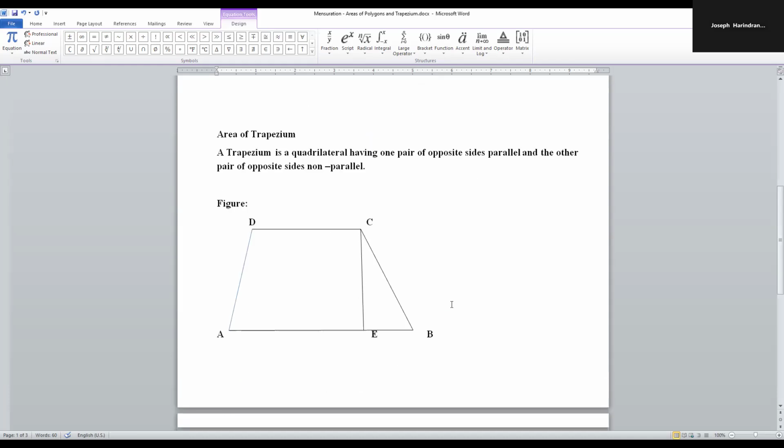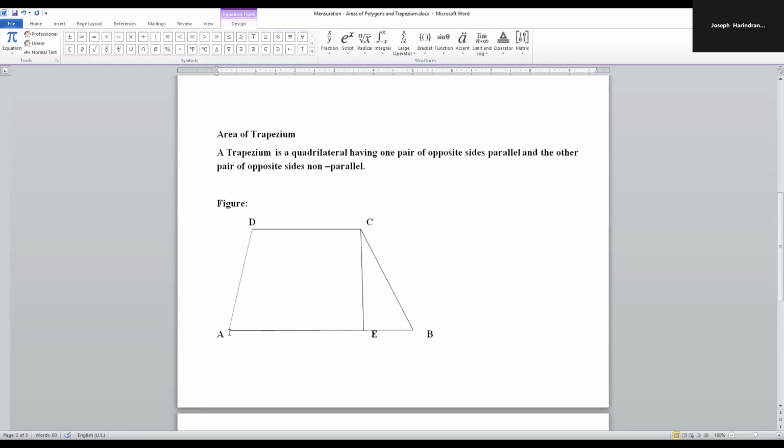Next, we see the trapezium. Area of a trapezium. What is a trapezium first? A trapezium is a quadrilateral having one pair of opposite sides parallel and the other pair of opposite sides non-parallel. Here, we have drawn a trapezium. ABCD is a trapezium. AB is parallel to CD. Opposite sides AD and BC are not parallel. They are the non-parallel sides of the trapezium.